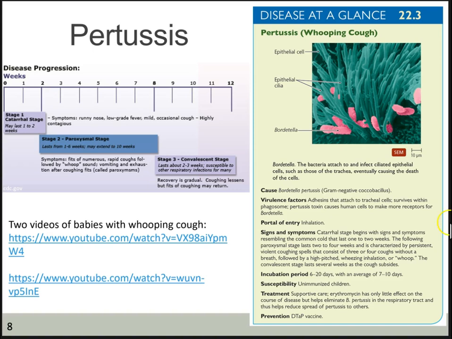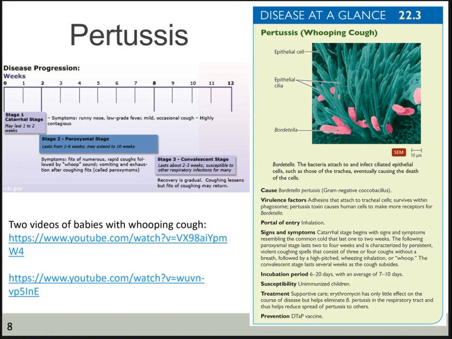And the virulence factors include adhesins that allow the cells to attach to tracheal cells, and other virulence factors that allow the bacteria to survive within the phagosome, and then, as I said, pertussis toxin, which causes human cells to make more receptors for Bordetella and can damage those cilia.